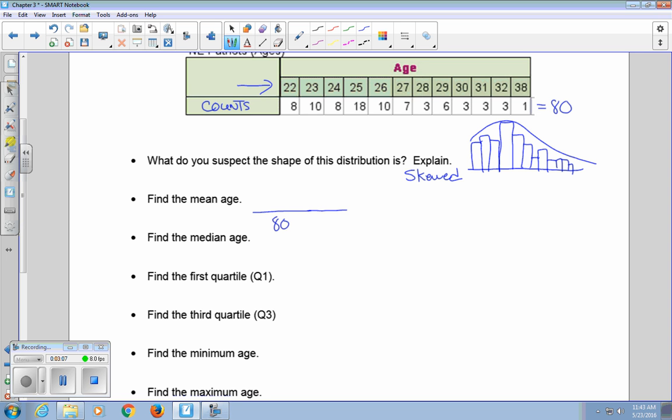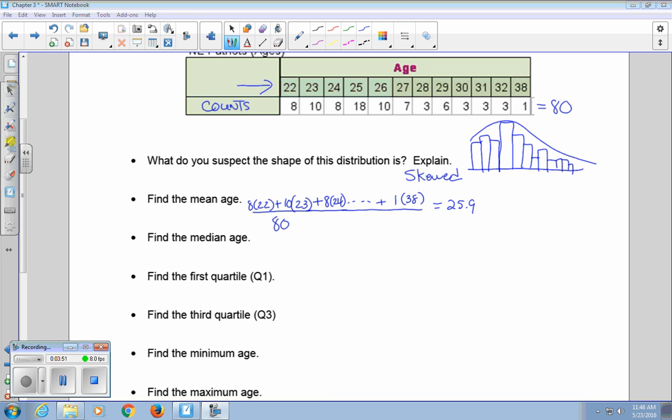And the numerator, which I'm not going to write all out for us, would look like this. We'd have 8 players who have age 22, or we could write that as 8 times 22. Then we have 10 players who have the age 23, 8 players with an age of 24, and we keep going on until we get up to the 1 player with the age of 38. If we do all of that, we find out that our mean age is 25.9.